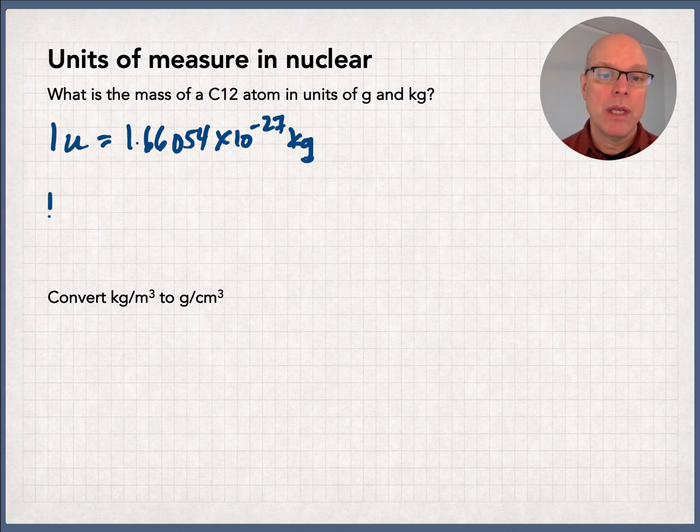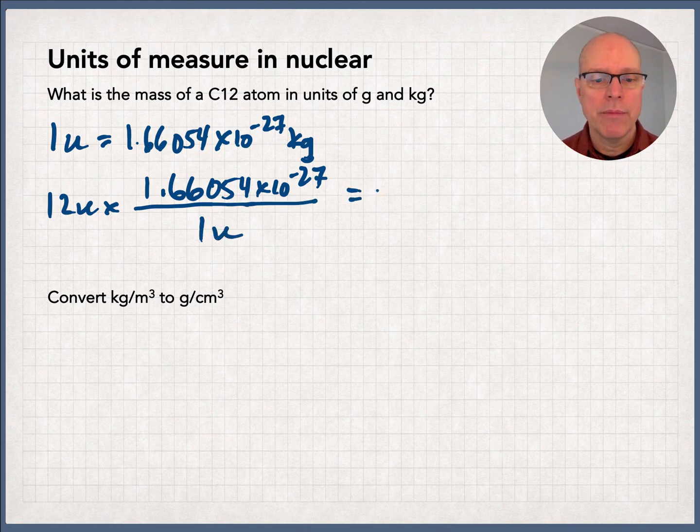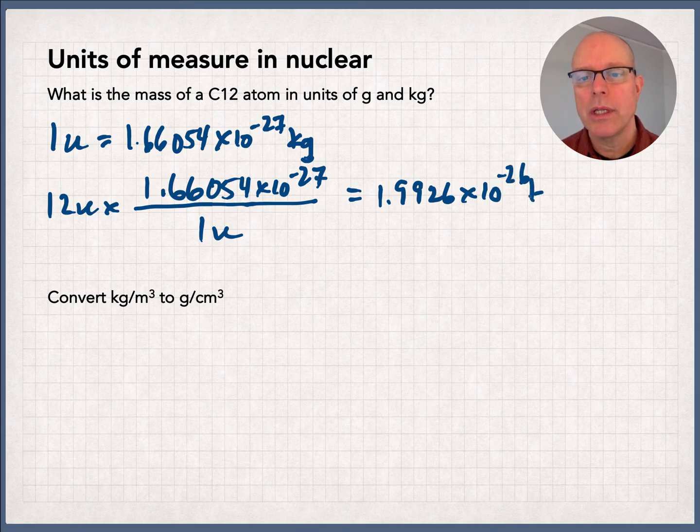Anyway, to do the problem is dead easy. We'll take 12 atomic mass units, and to convert those to the world that you and I live in, we'll convert it to kilograms. 1.66054 times 10 to the negative 27 kilograms in one atomic mass unit. And we get this really tiny number, 1.99 and change, 26 times 10 to the negative 26 kilograms. I trust that you'd be able to convert that to grams also. If this is a problem for you, let me know, but I would worry about you if it was. This is going to be 1.9926 times 10 to the negative 23 grams.